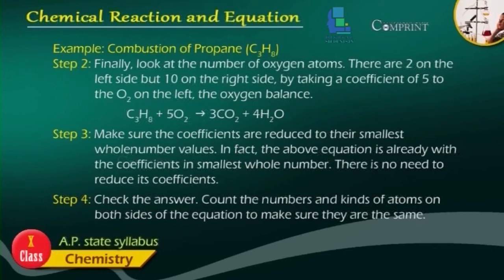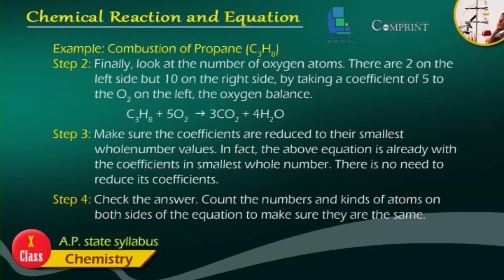Finally, look at the number of oxygen atoms. There are 2 on the left side but 10 on the right side. By taking a coefficient of 5 for the O2 on the left, the oxygen is balanced. C3H8 + 5O2 gives 3CO2 + 4H2O.